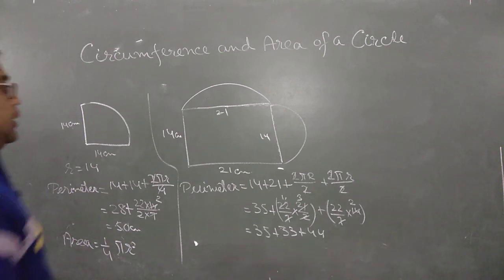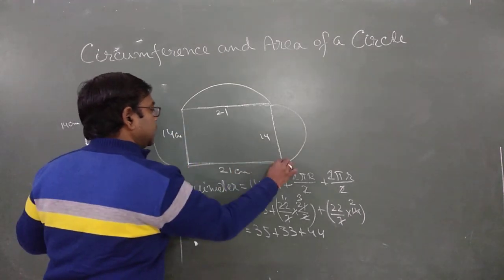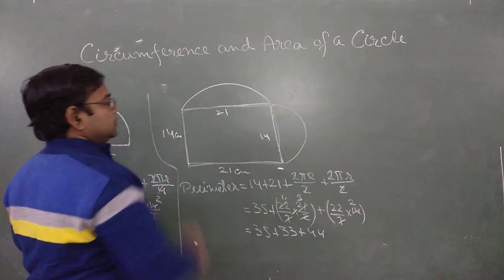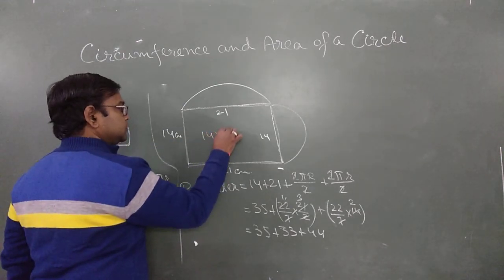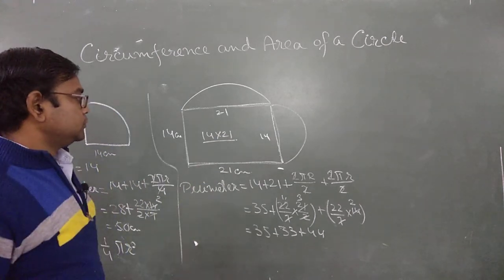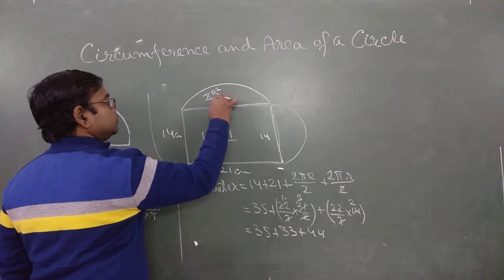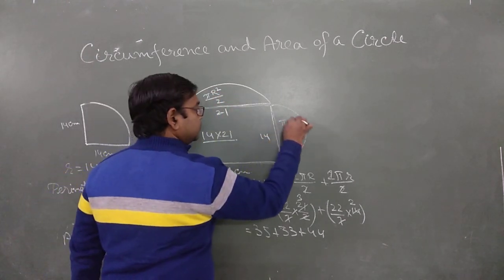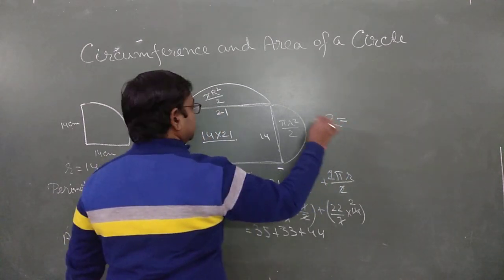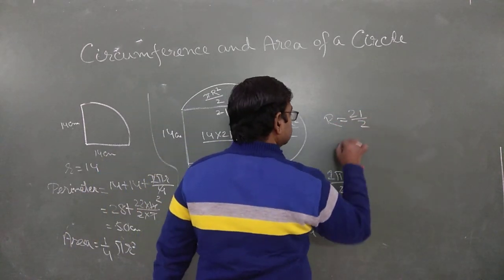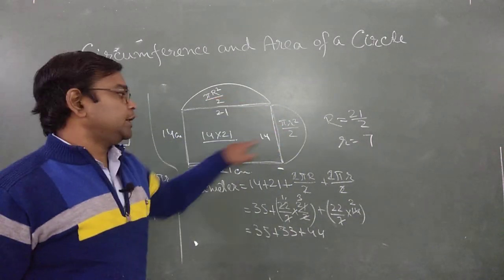About area, in this case, you have to add the area of this rectangle by using L into B. I'm not going to solve it. Using L into B, you can find out the area. Clear? In this case, you have to find pi capital R square by 2, and also pi small r square by 2, where capital R is 21 upon 2 and small r is 7. So you add these 3 areas, you have the area.